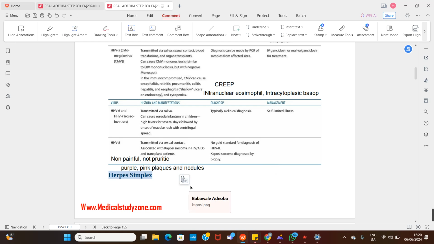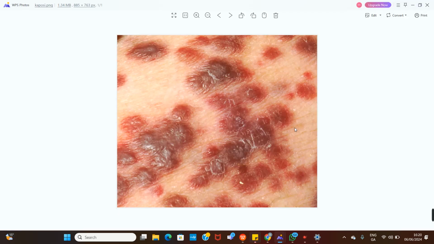And how does it look like? So you are just looking out for an individual that presents with purplish, sometimes pinkish lesions, like what we have here, it's getting dark, pink or purplish, or sometimes they can say violaceous. Violaceous, purple, they mean the same thing. And pink, purple plaques or nodules.